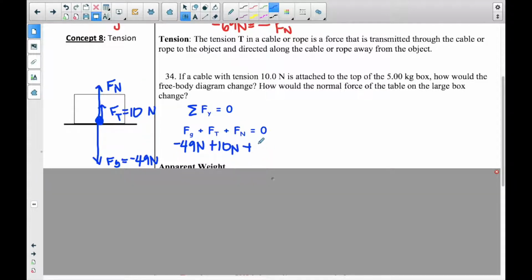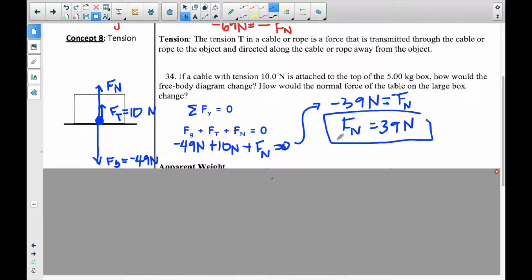And we have the normal force, and that's what we're trying to solve for. So if we're trying to solve for this, that's supposed to be a 0. I could say that becomes negative 39. And I could subtract my normal force to the other side. And so now it's negative because I've subtracted it. So that means the normal force is 39 newtons. So that tension pulling up has eased the job of the normal force and made the normal force lighter.